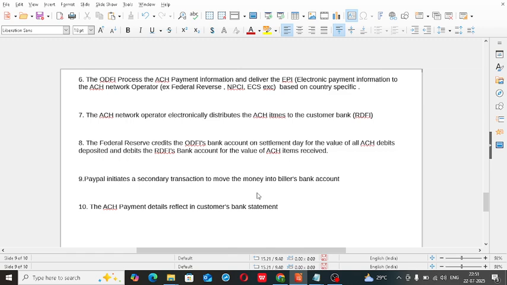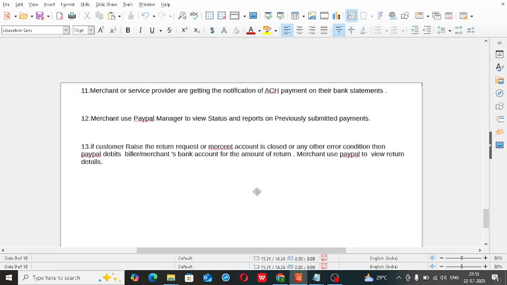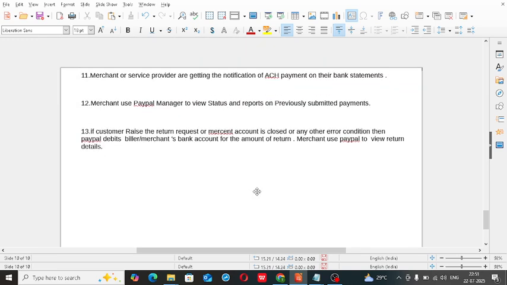The ACH payment details reflect in the customer bank statement. Just see the reverse and return flow. The merchant or service provider gets the notification of the ACH payment on their banking statement, because how much amount is debited on the customer side and how much amount is credited on the merchant side, they can see the details in the payment statement.